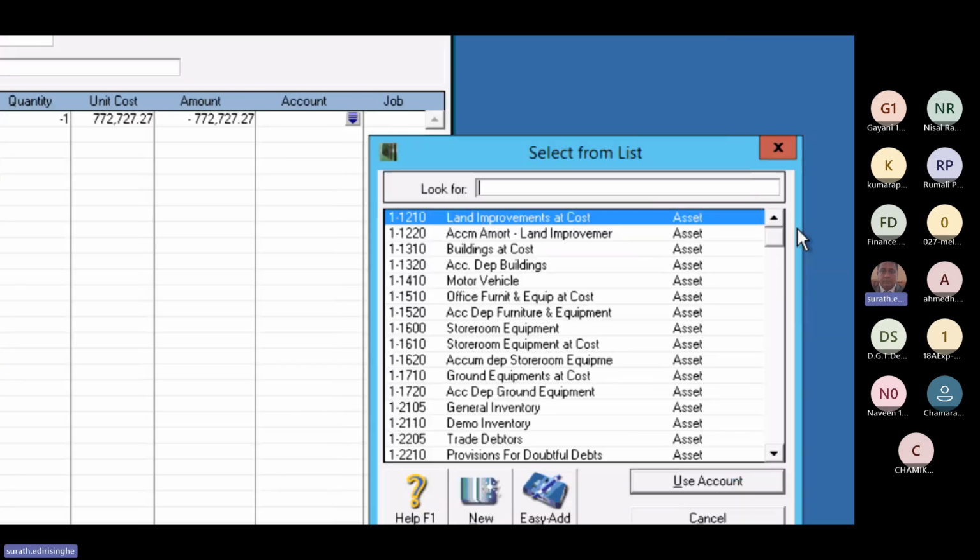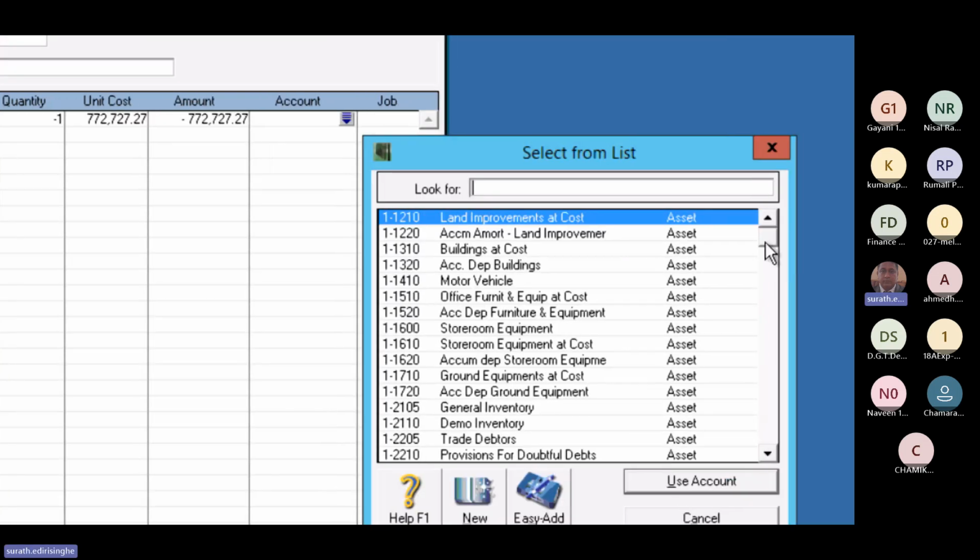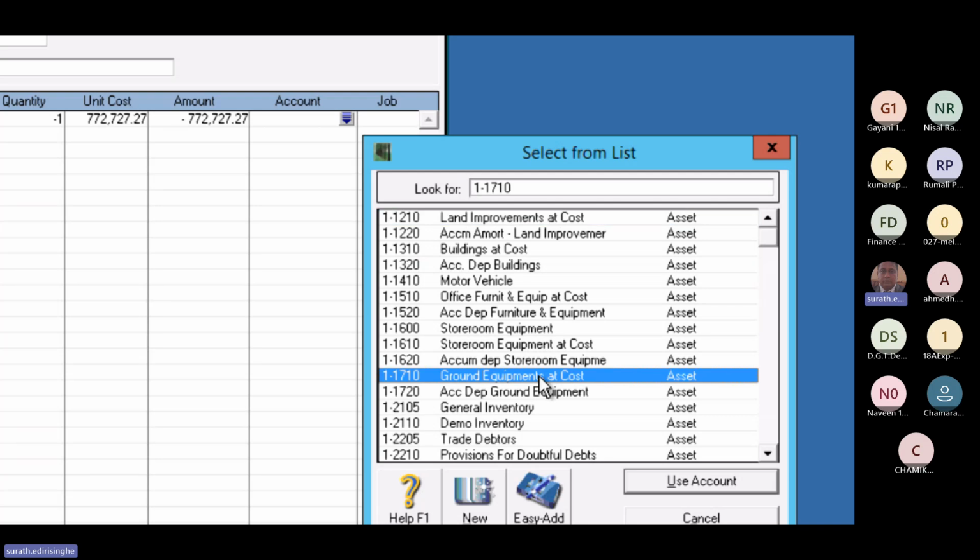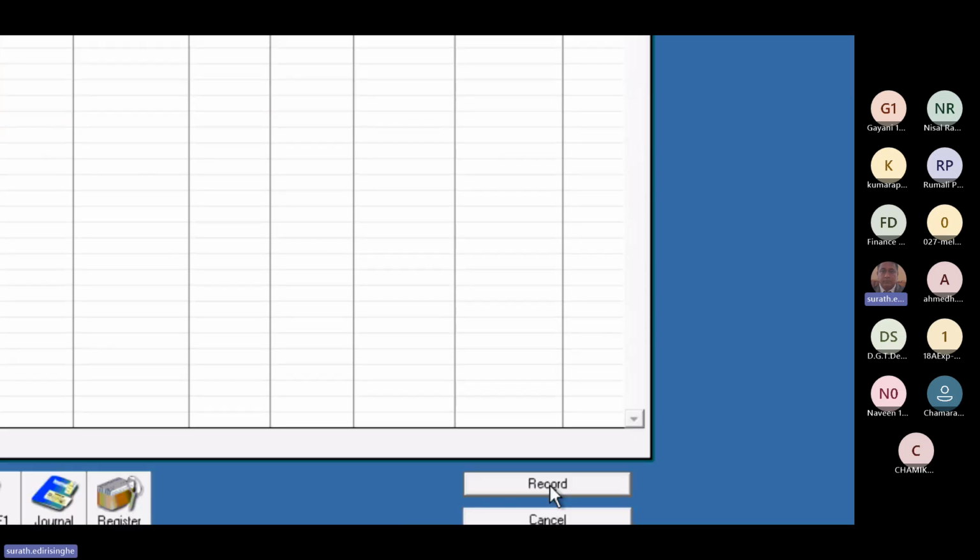Then select here your property, plant and equipment, ground equipment at cost, not accumulated depreciation. Ground equipment at cost. Used account. Then click on the record option. Record.